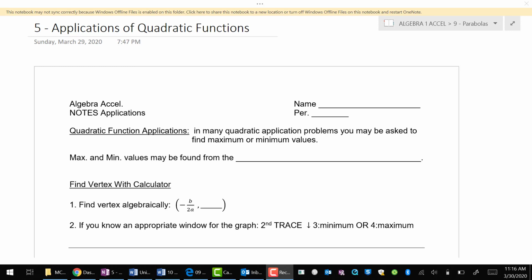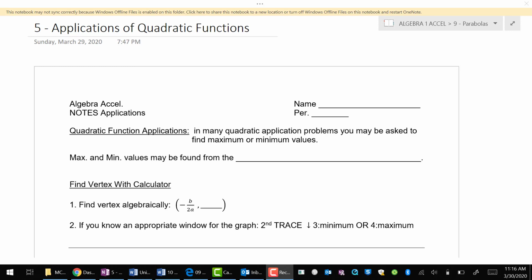We've looked at parabolas, we've graphed parabolas, and we've studied the various patterns of quadratics. They all have x squared in them. And this lesson is going to take us through a few examples that involve some applications of these quadratic functions.